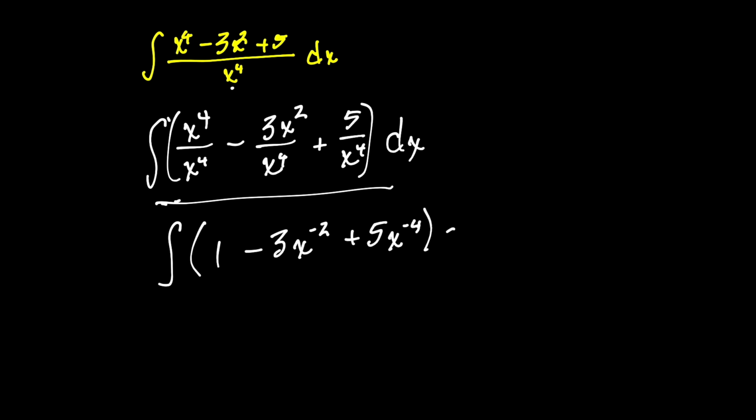So the reason we do this is because now everything is in the numerator here. So I can do all these. I can do the reverse power rule for each one of those. So 1, any constant comes from that many x's. So this would be equal to x, because the derivative of x is 1.